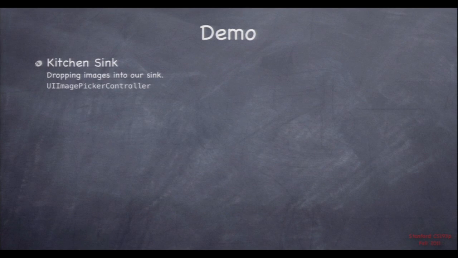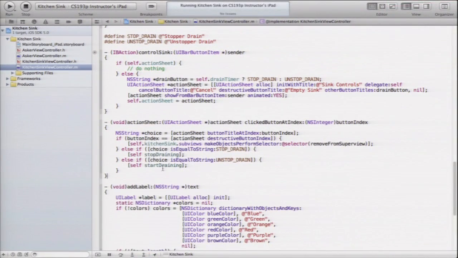So let's do a demo of taking a picture with the camera. What we're going to do is allow ourselves to take a picture and put it in the kitchen sink. Okay? And it'll even go down the drain, too. So let's do that. Okay, all right, so how are we going to do that? Let me make sure we do this right.